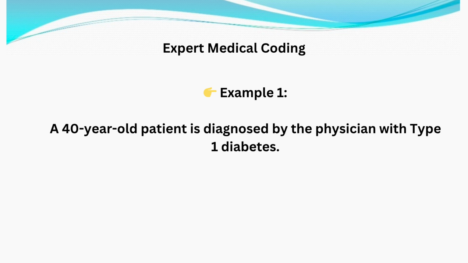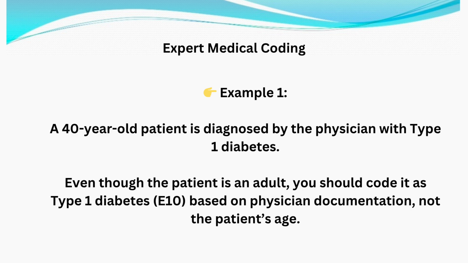A 40-year-old patient is diagnosed by the physician with type 1 diabetes. So how do you code in this scenario? Even though the patient is an adult, you should code it as type 1 diabetes, that is from the E10 category, based on the physician's documentation, not the patient's age.